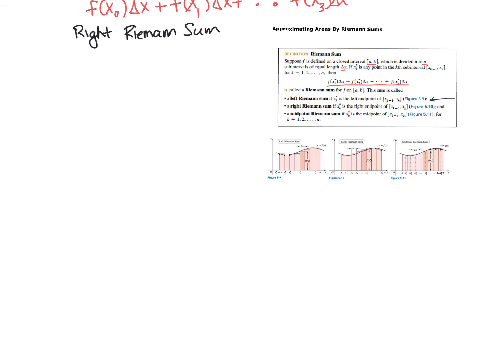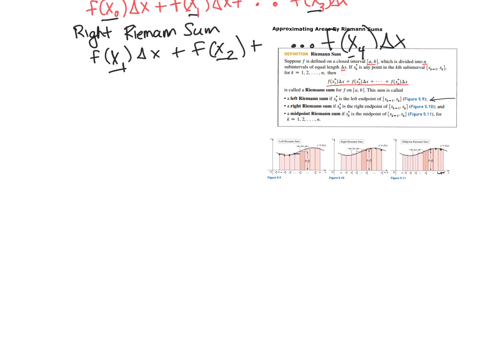All right, so in that case, our sum is going to be similar, but what is our first height of our rectangle? Well, in this case, our first height is at x sub 1, then x sub 2, and then all the way up to x sub 4. So you'll notice that the grid points that we're using here differ depending on if we're doing a right-hand sum or a left-hand sum.